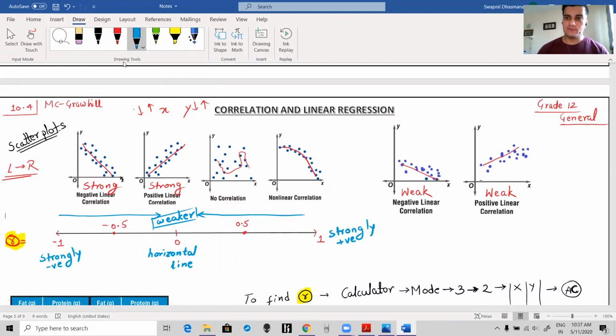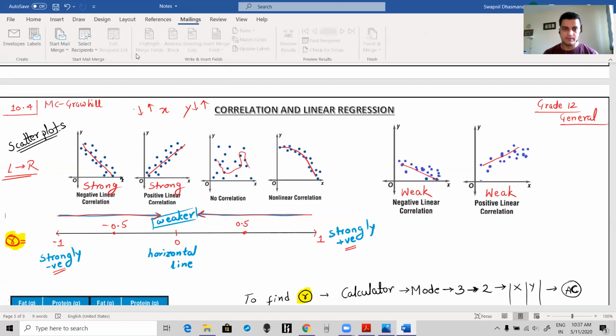It varies from -1 to 1, the value. If it is -1, that means you are talking about a strongly negative correlation between x and y values. If it is 1, positive, that means a strongly positive correlation. So the more you move towards 0, the weaker it becomes, as you can see here. Closer to 0 means weak, negative or positive. Closer to 1 and -1, strong, negative or positive. Now moving on to an example to see how it works.